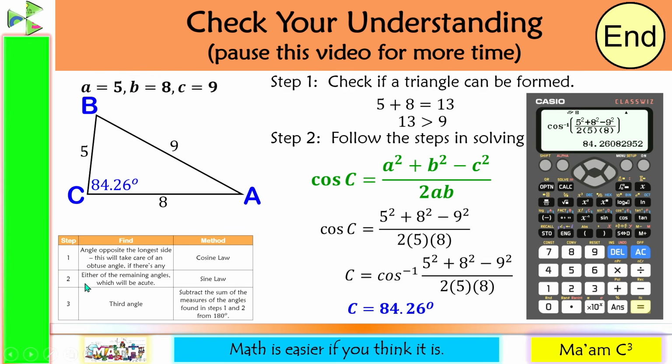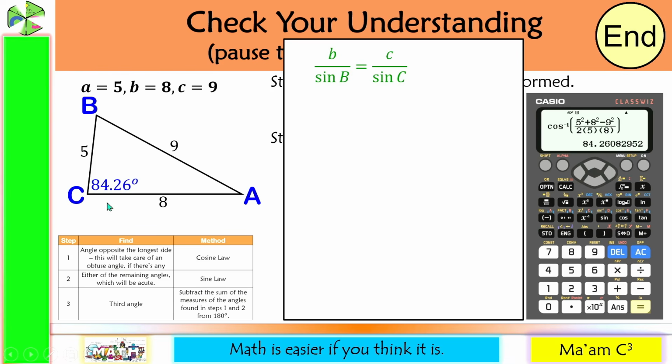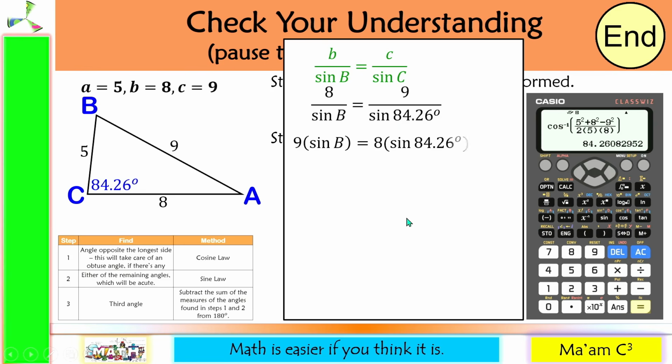Step 2, we're going to solve either of the remaining angles, and this will be an acute angle. So either angle B or angle A. Let me solve first for angle B. So I have b over sine B is equal to c over sine C. Substituting, b is 8, sine B is the missing angle, c is 9, and angle C is 84.26 degrees. Cross multiplication, 9 times sine B is equal to 8 times sine 84.26 degrees. Dividing both sides by 9, these two will cancel out.